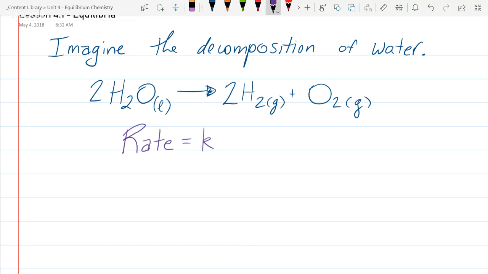But anyway, so the rate is equal to K, and then what? Concentration of H2, and there'd be some exponent there, right? Now, do we know what that would be? No. And then what? Cool. Do we like that? Is that true? I wrote it because you told me to write it.